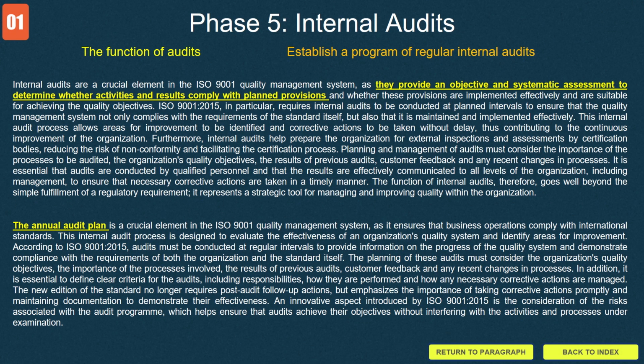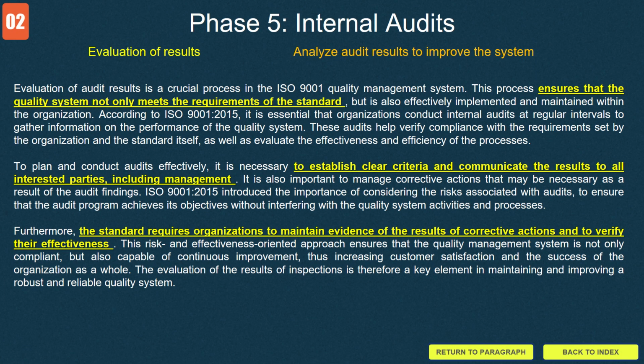Establish a program of regular internal audits to assess compliance with ISO 9001 and identify areas for improvement. Audits must be planned, managed by qualified personnel, and results communicated effectively to drive corrective action and continuous improvement. Evaluate audit results to verify compliance and effectiveness. Communicate findings, manage corrective actions, and maintain documentation to ensure the quality system continues to improve and meet standards.